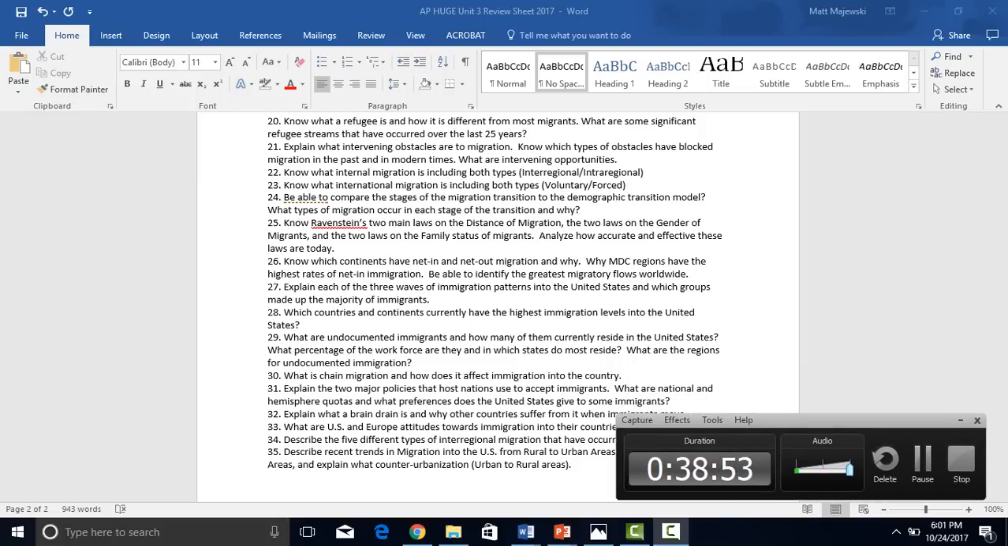Remember, the U.S. Mexico is the number one source of legal immigrants and undocumented immigrants to the country.